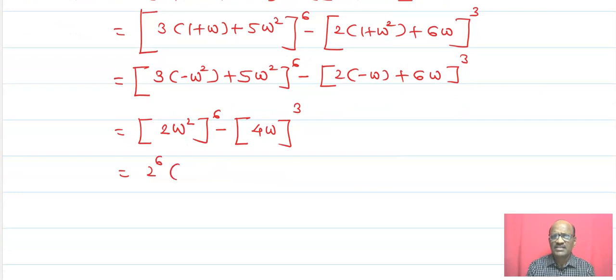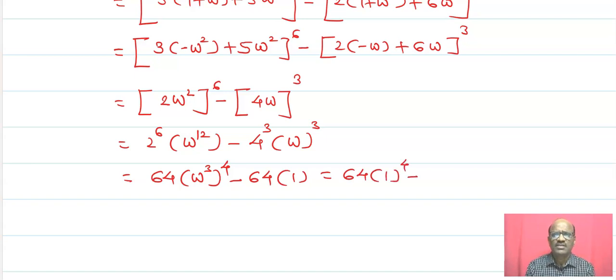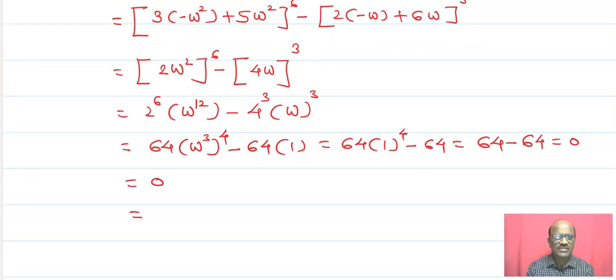Now again, that is 2 raised to 6 and omega raised to 12 minus 4 raised to 3 and omega raised to 3. Therefore, 2 raised to 6 means what? 64. And omega cube bracket raised to 4 minus 4 raised to 3 means what? 64. Omega cube is 1 and overall 64 minus 64 and its value is 0.